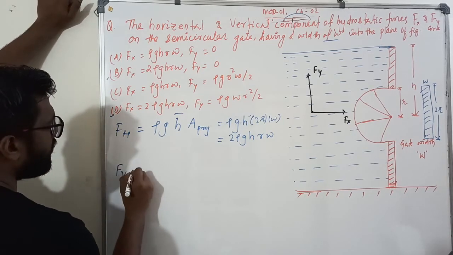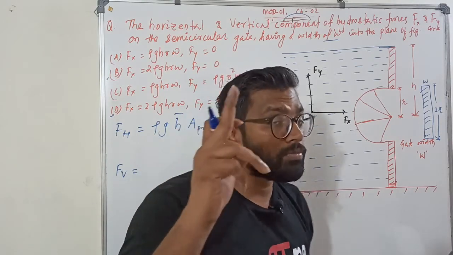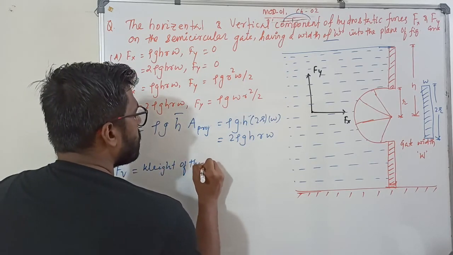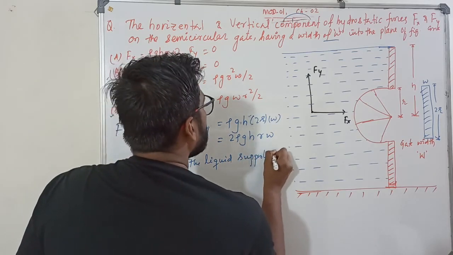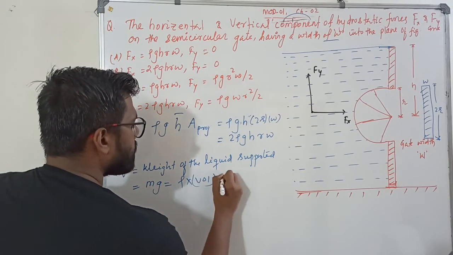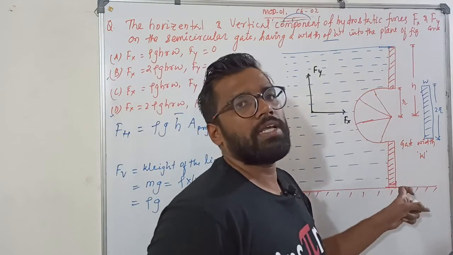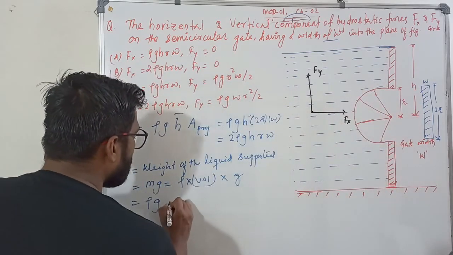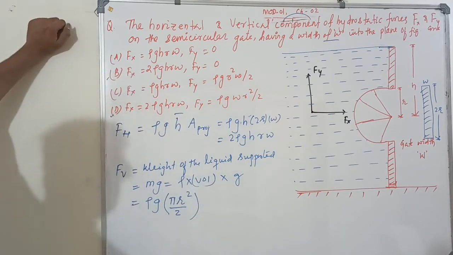Next is your vertical component of force. What is the vertical component of a curved surface? Sir, the weight of the liquid supported by the curved surface. Weight means what? Mass into gravity. Sir, mass is density into volume, into g. So rho into g. What is volume? Sir, cross-sectional area of the base into height. What is the area of a semicircle? Sir, the area of a semicircle is pi r square by 2.